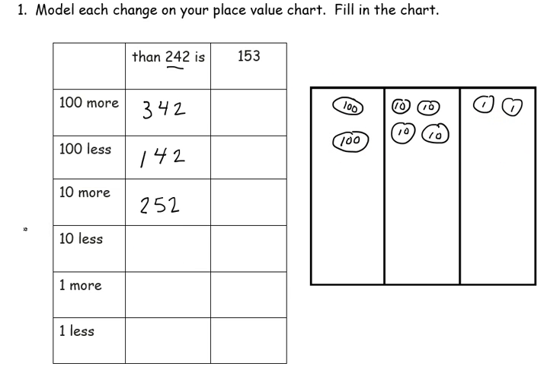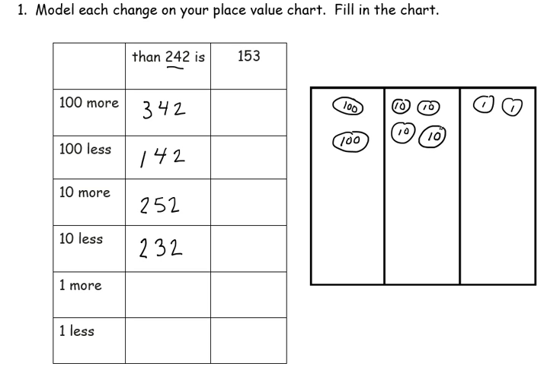If I want to find 10 less than my original number of 242, I'll cross off one of the tens disks. That leaves me with 2 hundreds, 3 tens, and 2 ones. So 10 less than 242 is 232.